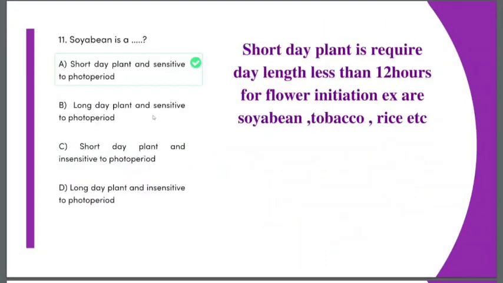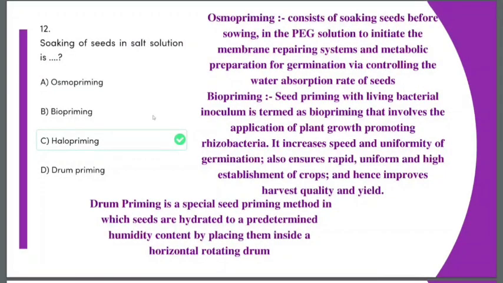11th question is, soybean is a short day plant and sensitive to photoperiod. Again a very easy question. What are short day plants? Short day plants require less than 12-hour day length for flower initiation. And examples of some of the short day plants are tobacco, rice, soybean. Moving on to the 12th question.